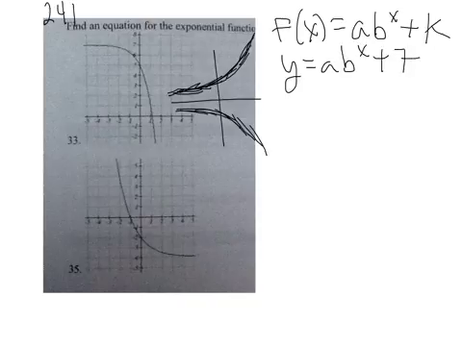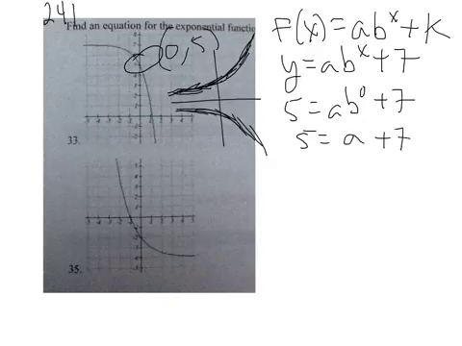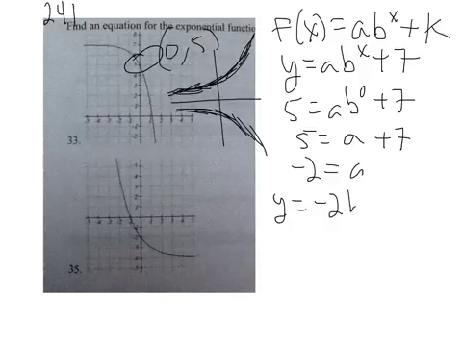Now I want to pick a couple of points. This is a nice point to use. That tells me the y-intercept is (0, 5). So 5 is y, a times b to the 0, plus 7. Well, b to the 0 is 1, so that leaves me 5 equals a plus 7. So it must be a equals negative 2, which we kind of knew it was going to be, given that kind of reflection. So y equals negative 2 times b to the x plus 7.